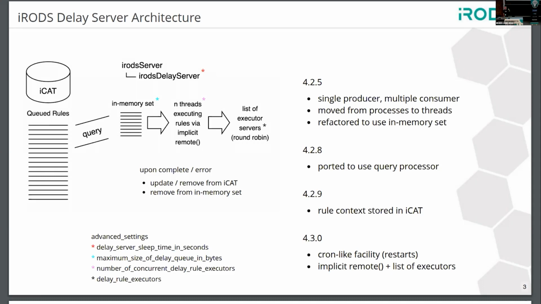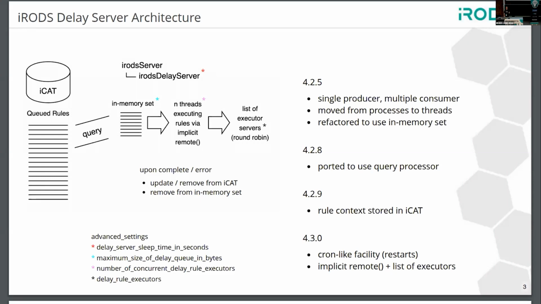So we've got how long it sleeps. By default, it's 30. Maximum size of delay queue in bytes. We're not measuring the number of rules. We're measuring the amount of memory. We're limiting the amount of memory that the delay server uses while it holds the in-memory set.